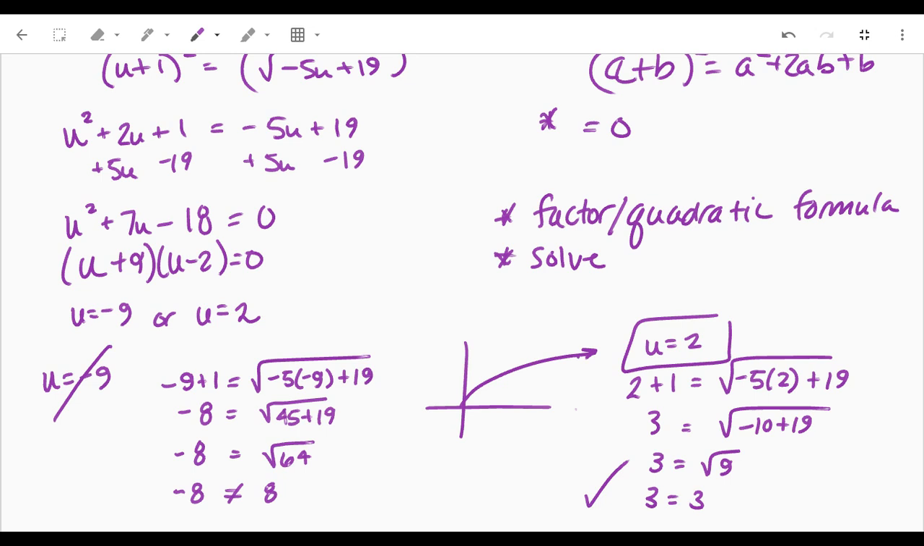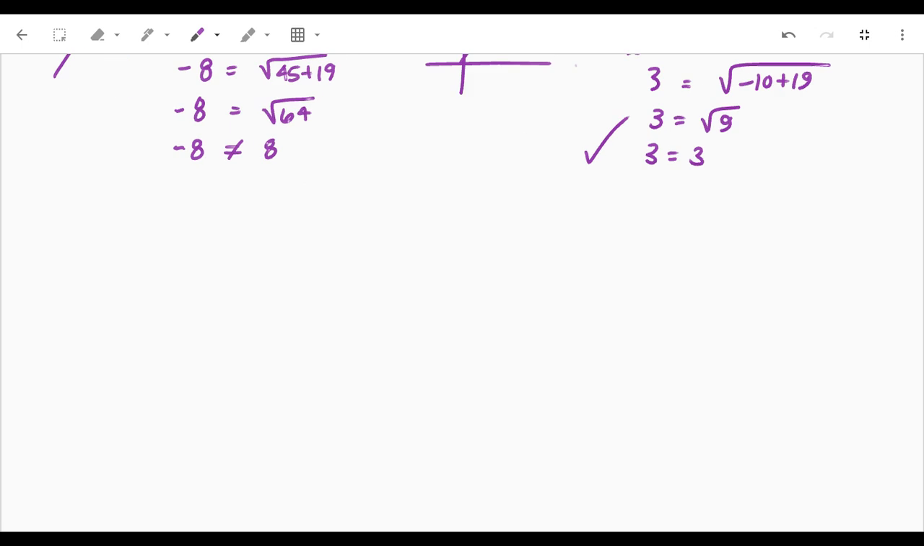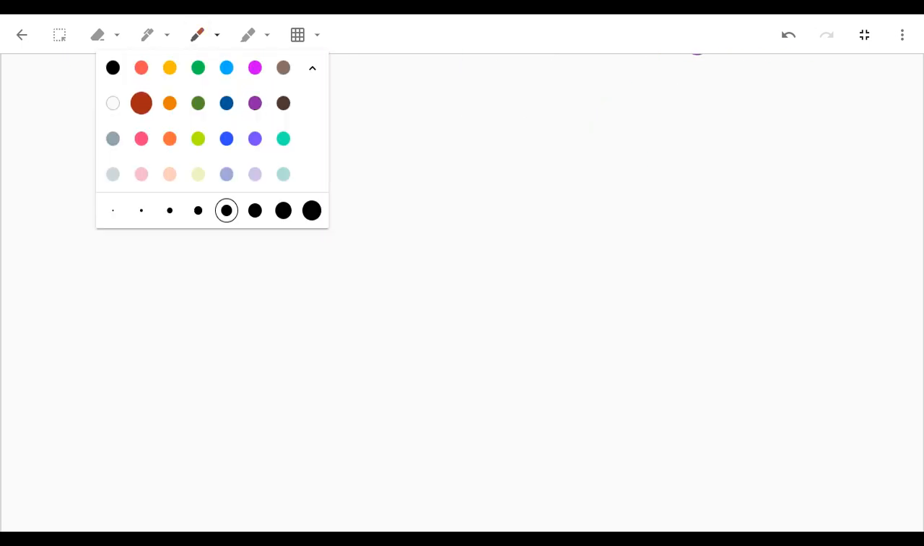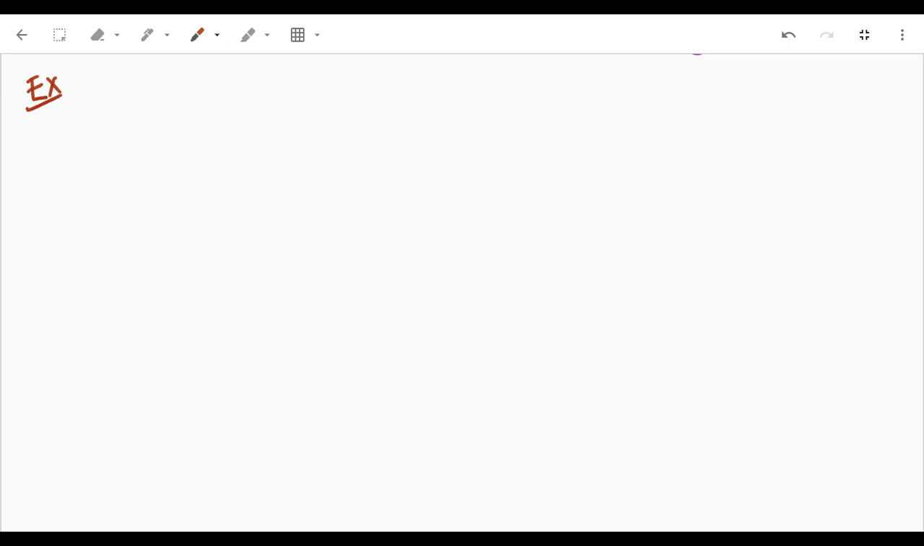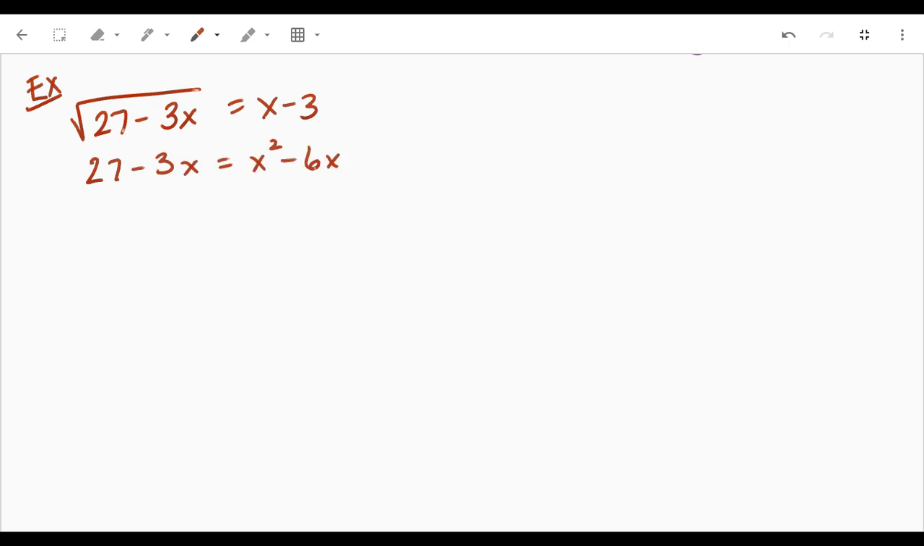All right, we can do another one here quick. The next example, we've got the square root of 27 minus 3x equals x minus 3. Okay, so following the steps, we will square both sides. Okay, get everything to one side. We're going to add the 3x. So we'll have negative 3x. We're going to subtract the 27. So we have negative 18.